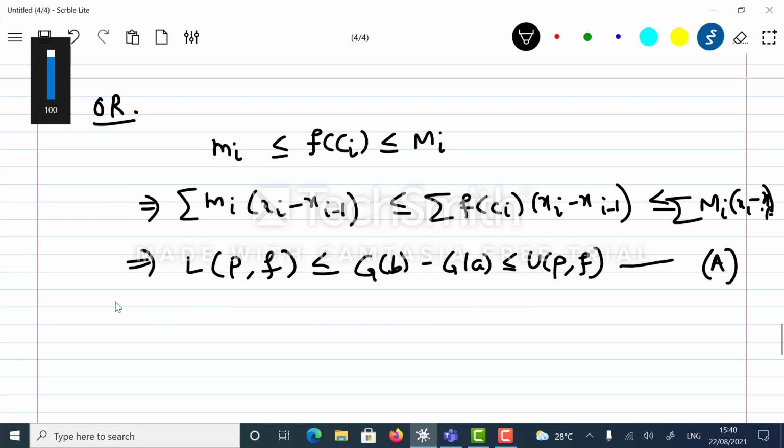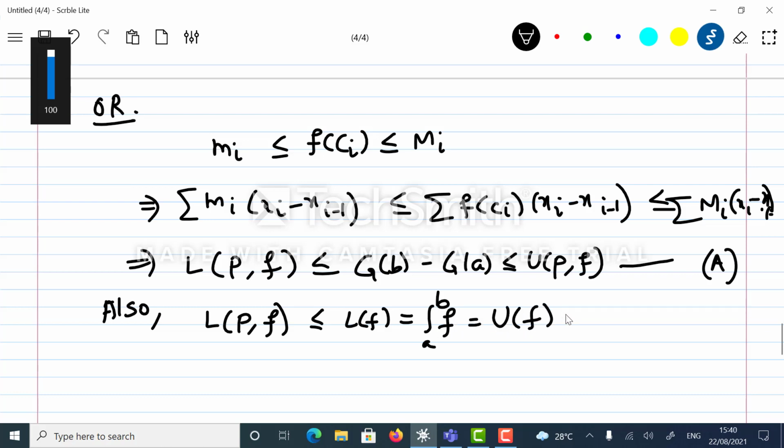Also we know that there is a standard inequality. LPF is always less than or equal to my LF, which is equal to the integral a to b of f, which is also the same as UF, and UF is also less than or equal to UPF. This is number B. Why could I write this? F is R integrable. That is a very important fact, I know.